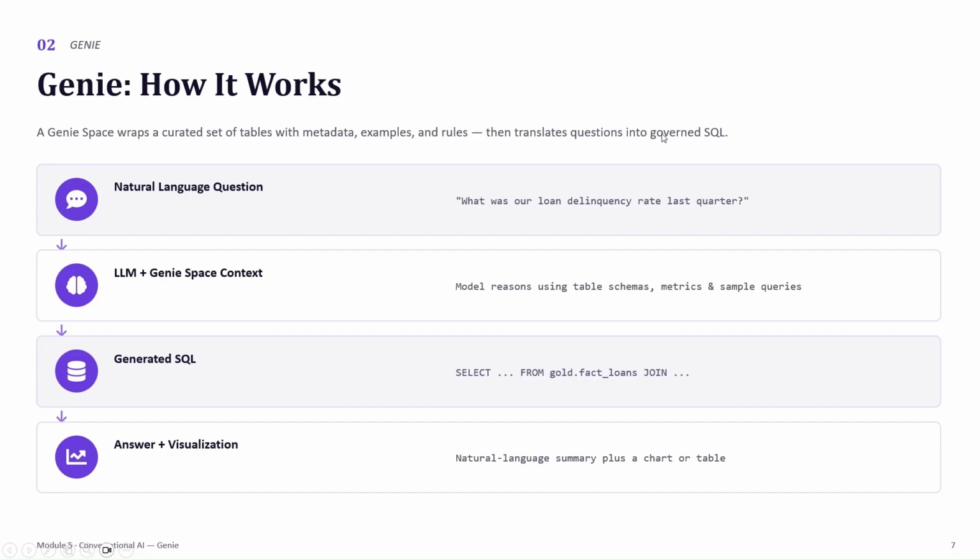How Genie works. Genie Space wraps a curated set of tables, metadata, examples, and rules that translates questions into governed SQL. So a natural language question is asked. Genie LLM plus Genie Space context is going to understand the intent. Once the intent is understood, it is converted to a SQL. SQL will run, try to fetch the data, and the answer is then materialized and shown back to the user.